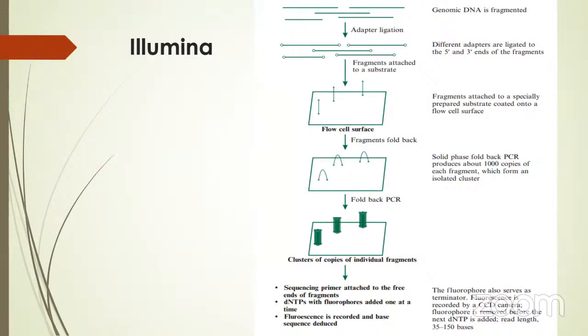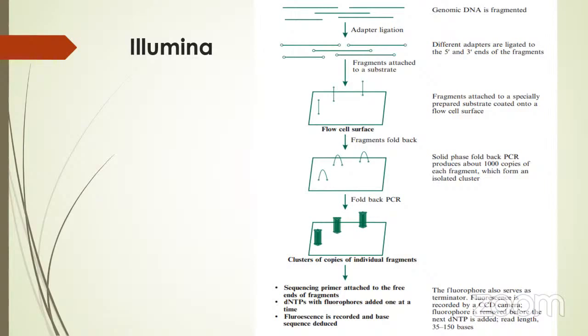Okay, there are so many platforms. You can use the Illumina Genome Analyzer platform, the HiSeq platform. In this technology, two different adapters are ligated to the 5' and 3' ends of any kind of fragment you are using. So here we can see the 3' and 5' ends of the fragment with adapters ligated, and these fragments are attached to a substrate called a flow cell. So remember the name flow cell.